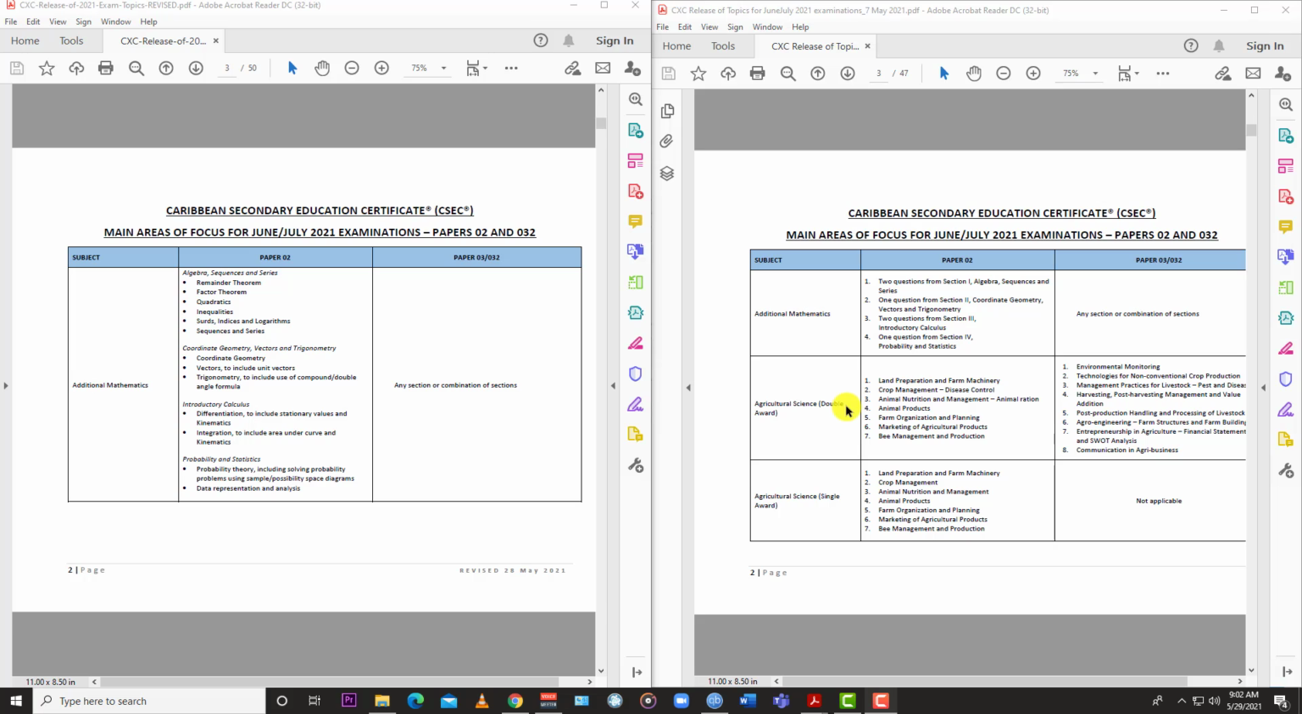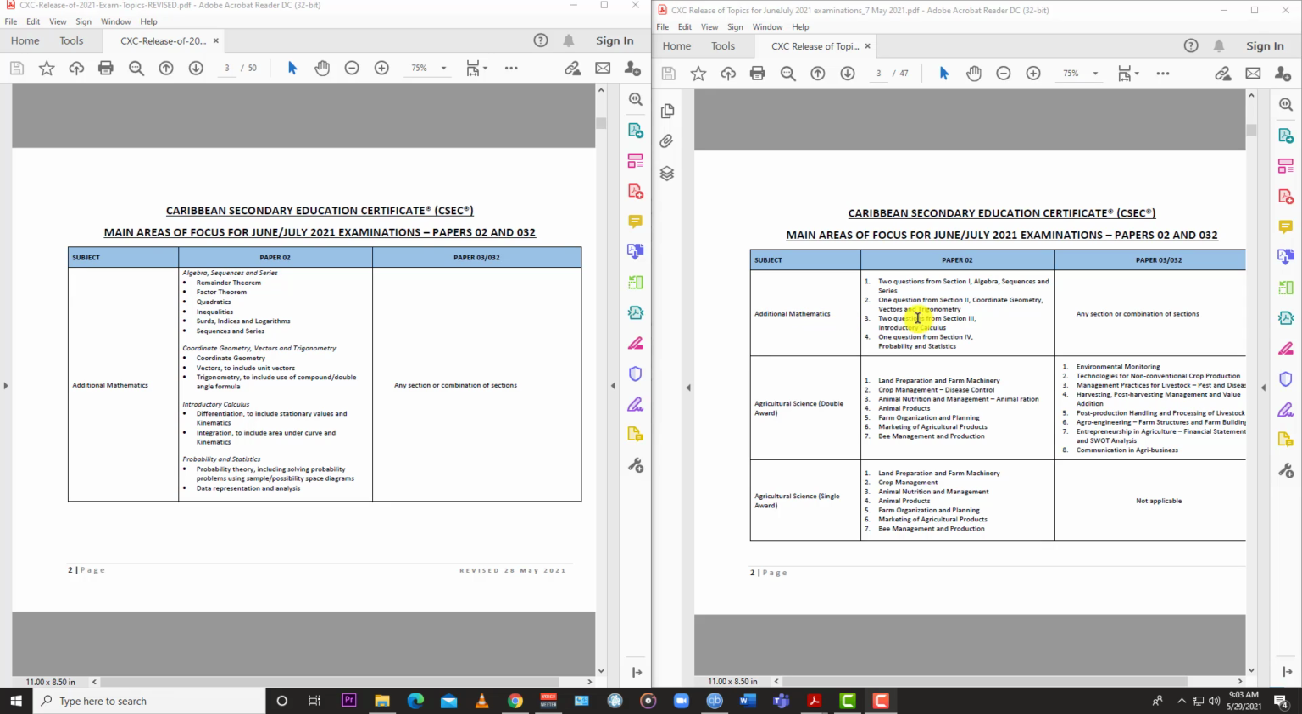But then when you come down to it, one of the major changes I've seen is the math areas, where they actually broke down the math topics. For the original one, look at AdMaths. You have 2 questions from section 1, algebra, sequences, and series. But in the revised one, it's the same algebra, sequences, and series, but they actually broke it down further in bullet points now. So you have factor theorem, quadratics, sequence, and series. They broke it down a little bit more.